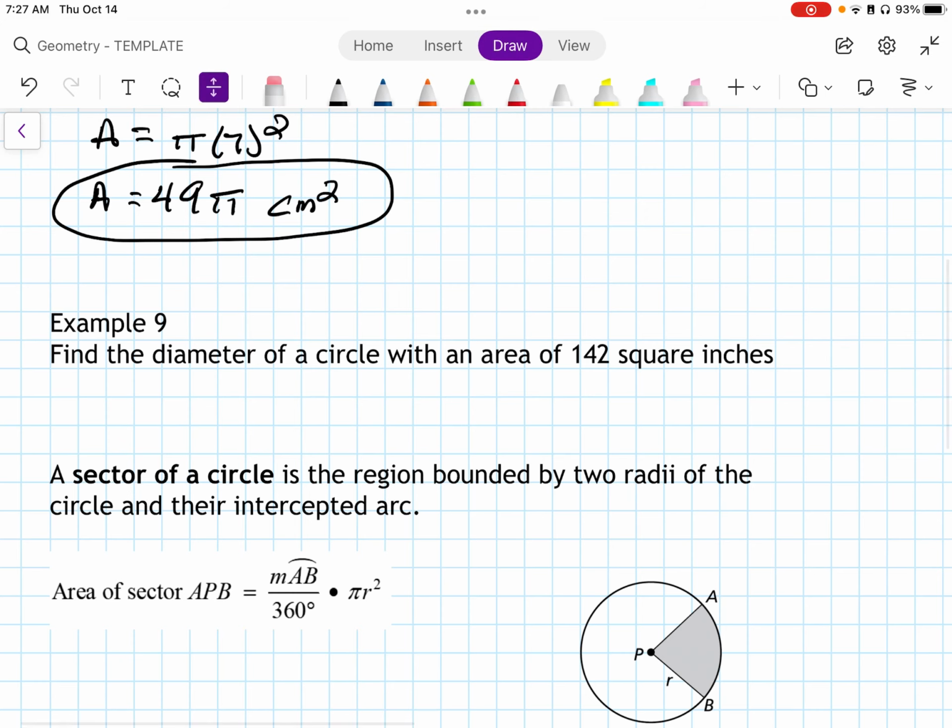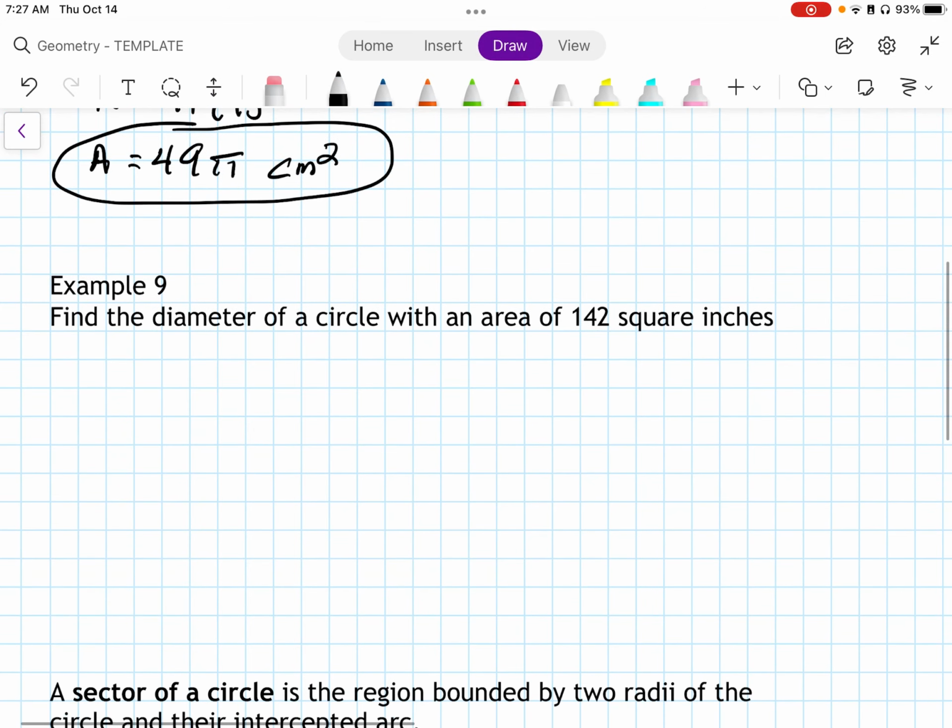Example 9, find the diameter of a circle with an area of 142 square inches. So 142 is the area. That's equal to pi r squared. I'll need to divide by pi and then take my square root. So if I take 142 divided by pi, that gives me 45.20, and then there's a bunch more.